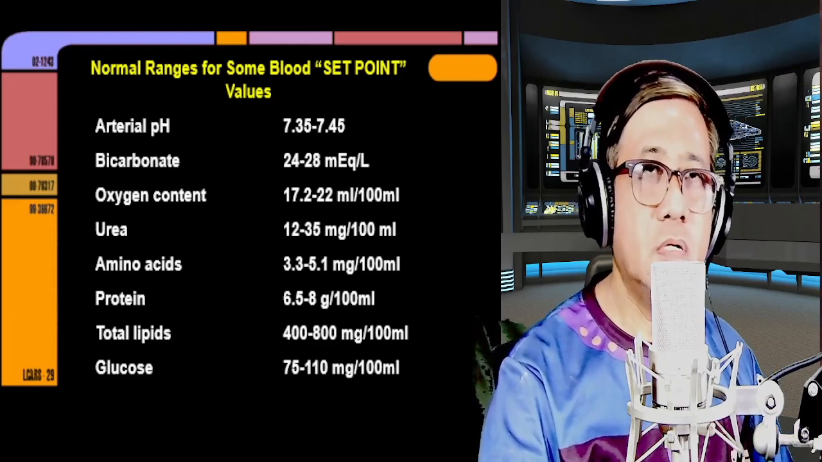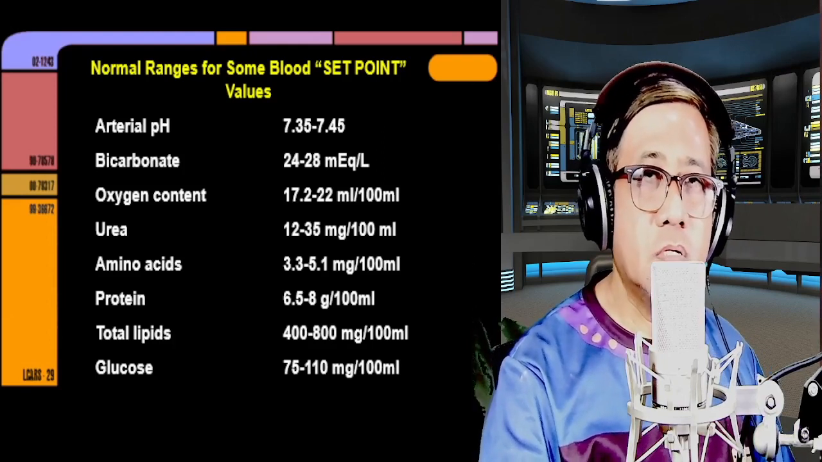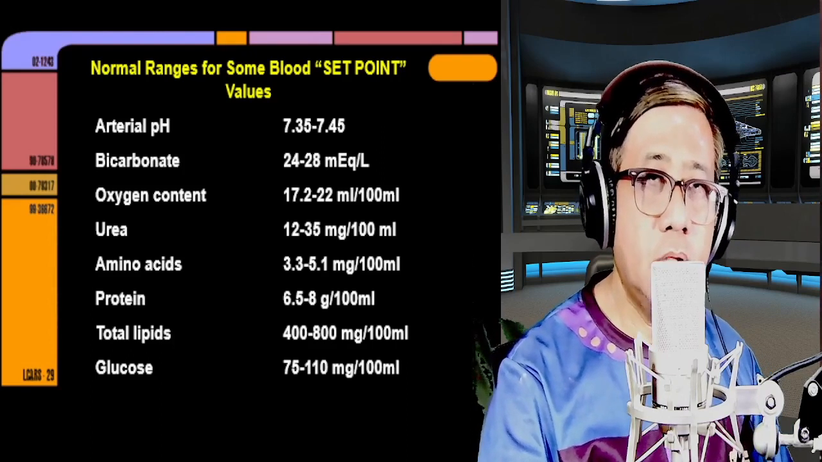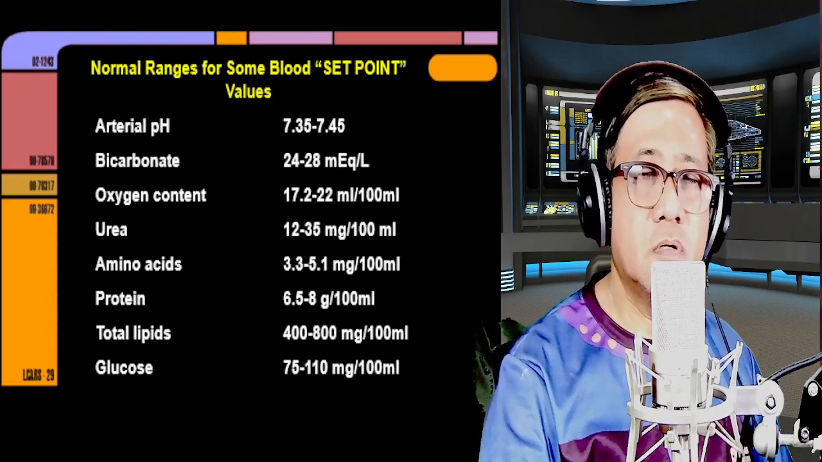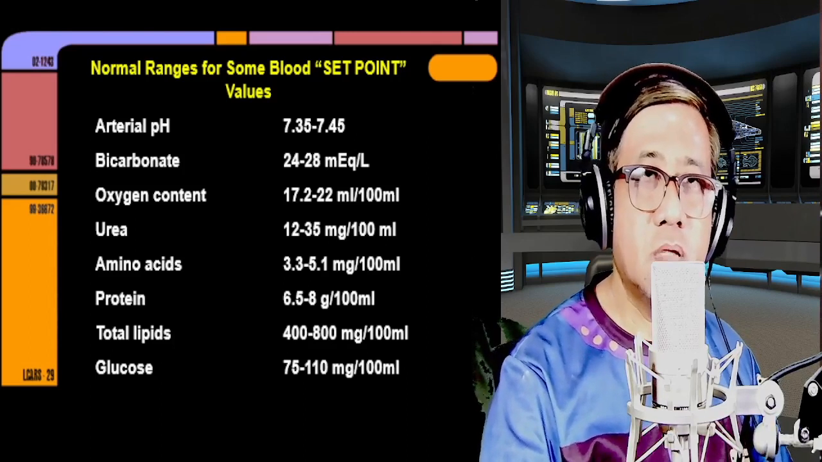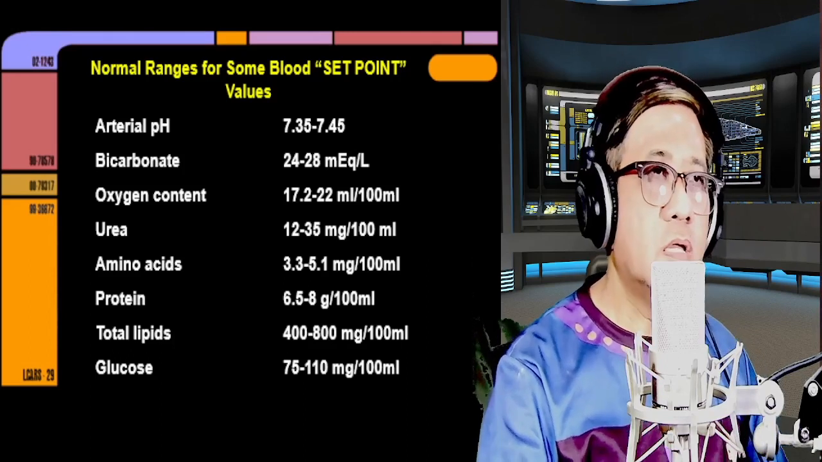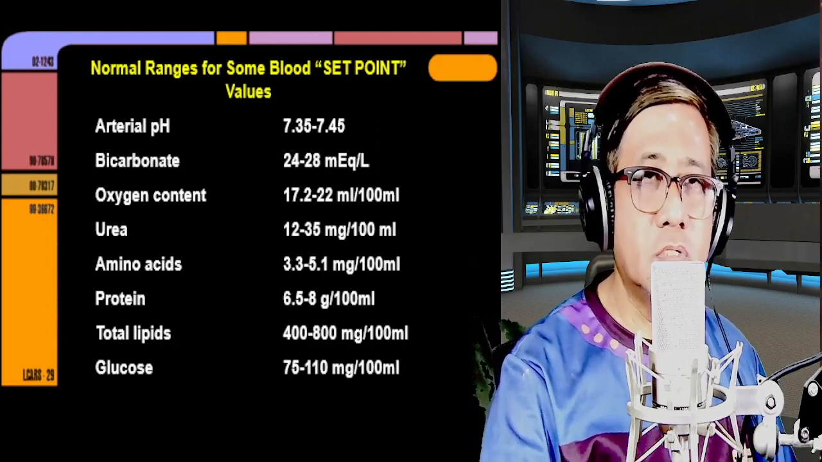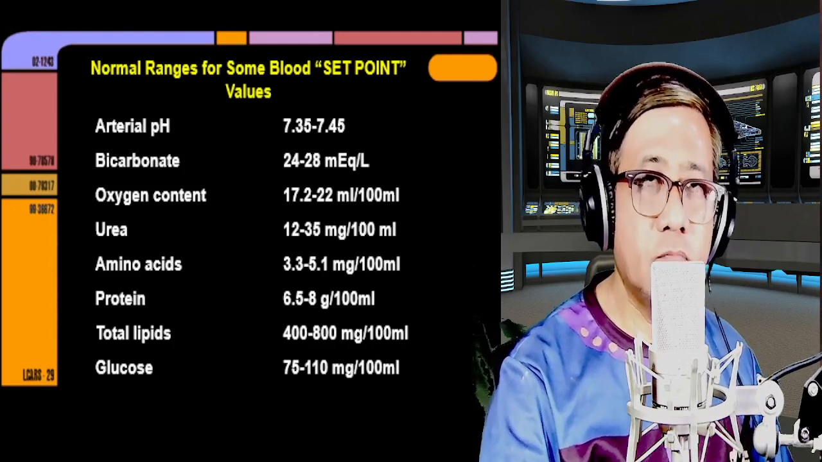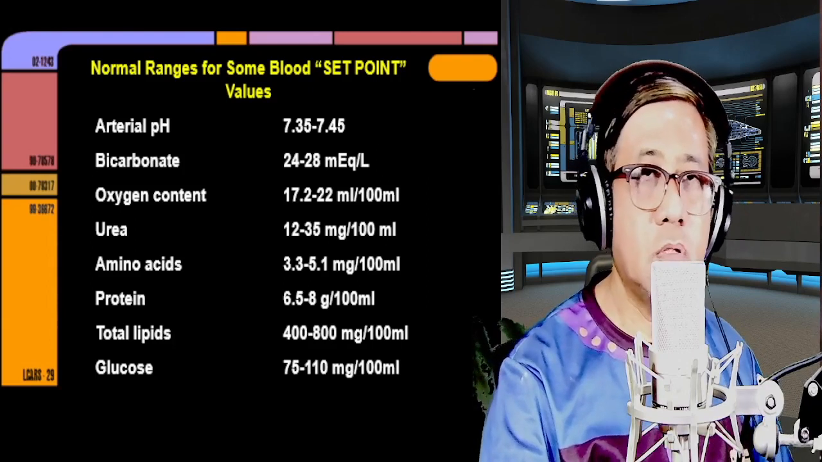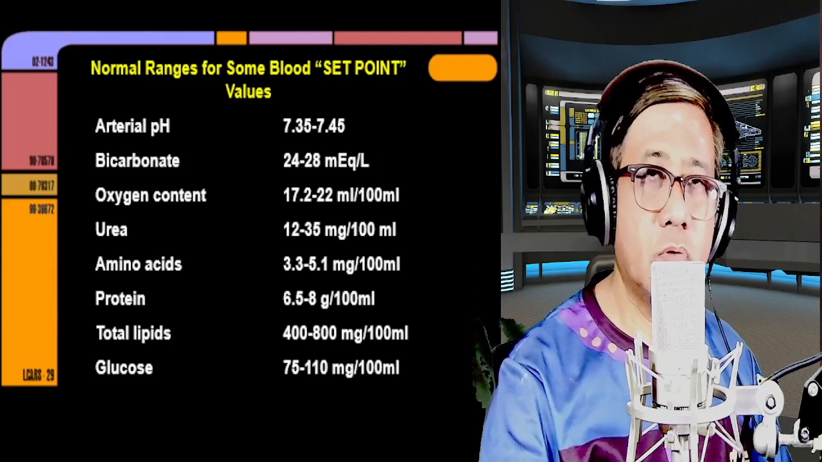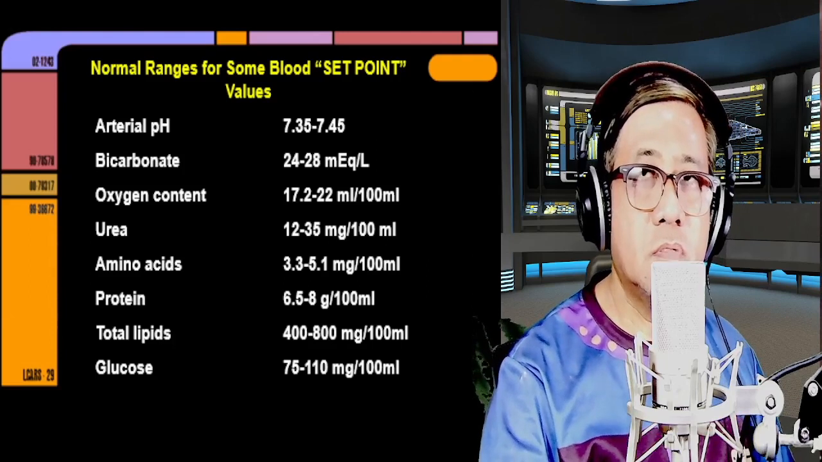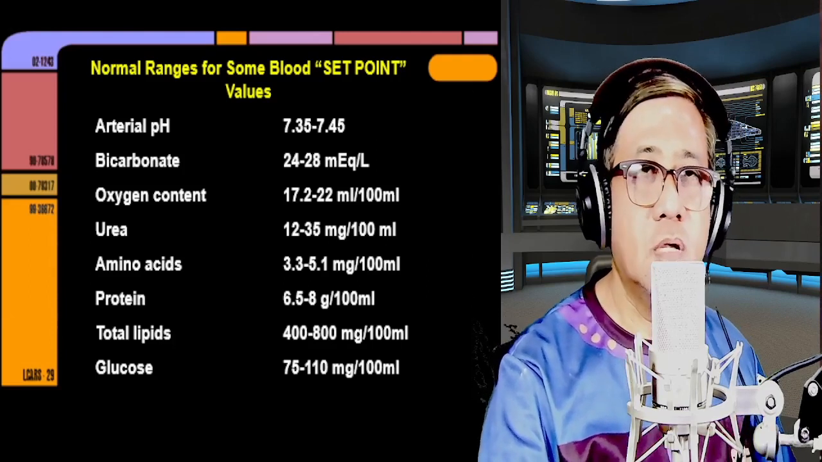Same thing with urea. The normal set point value is between 12 to 35 milligram per 100 ml of blood. So our cells, our body tissues must maintain this level of urea. Any excess or any lack of urea may be detrimental to the cell. So dapat ma-maintain tong normal set point value for urea in our blood between 12 to 35 milligrams per 100 ml of blood. So for example, tumaas yung urea. So dapat ma-maintain yan. No? Dapat bumaba yung level of urea.